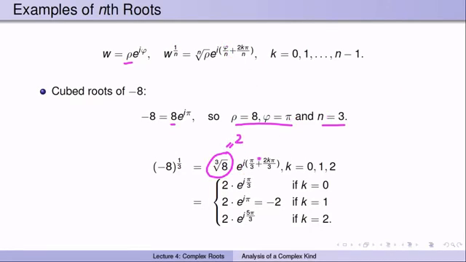Phi is pi, n is 3, so I get a pi over 3 right there, plus 2k pi over n, so 2k pi over 3. And now I need to consider k equals 0, 1, and 2, because I'm taking the cubed roots. So let's start with k equals 0. So this whole second term isn't there when k is equal to 0, and I simply get 2 times e to the i pi over 3.